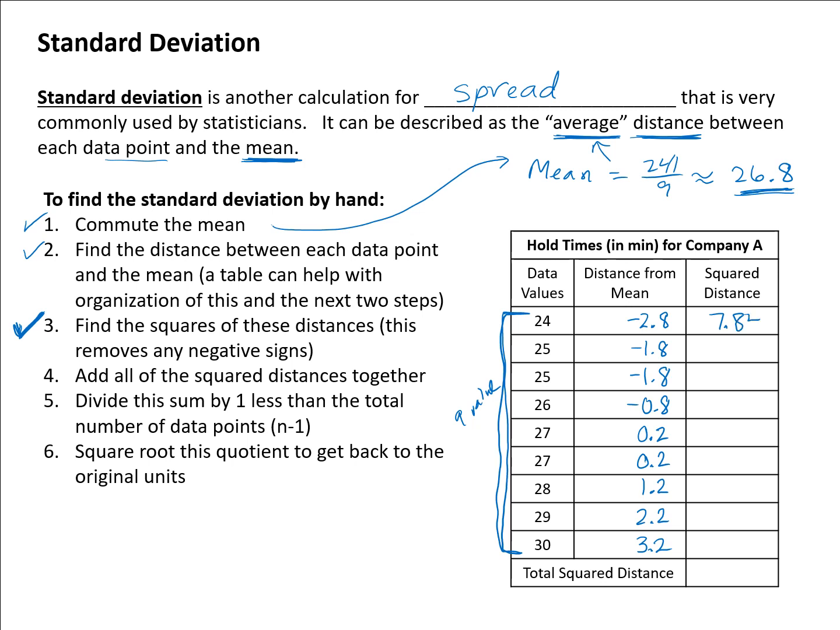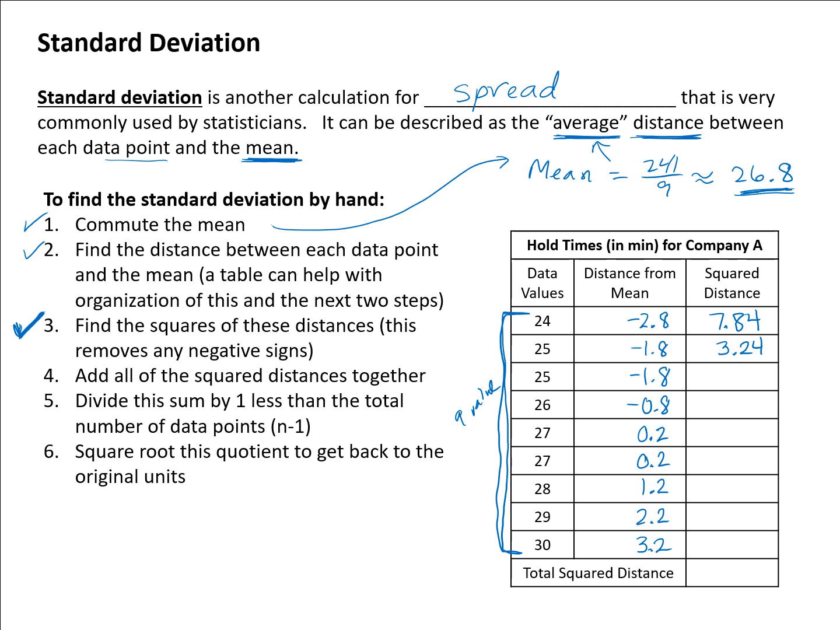And because we know it's going to be positive, when I throw that into the calculator, I don't even worry about putting the negative in. I just take 2.8 and square it. Likewise, 1.8 squared is 3.24. We know that all of these squared values are going to give us a positive.